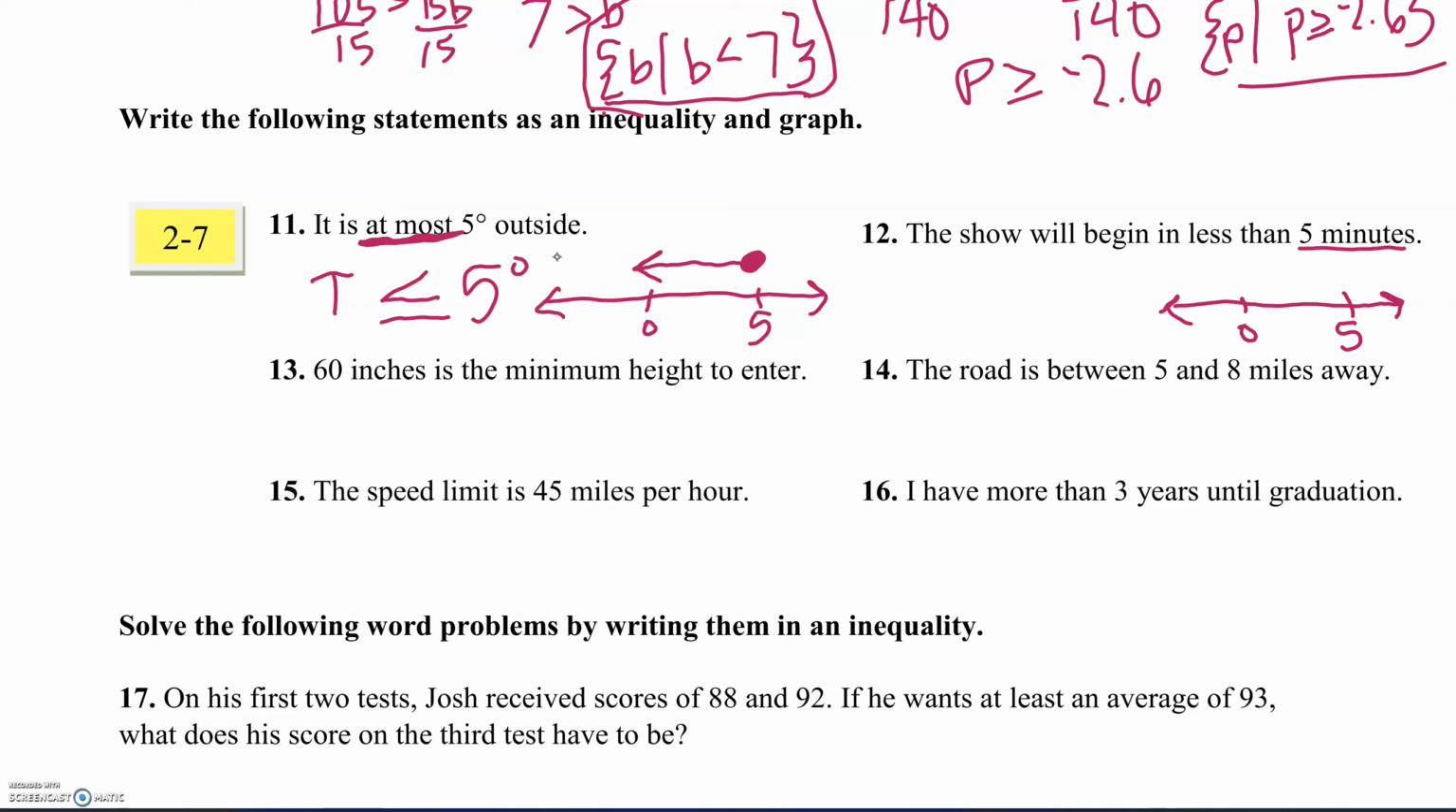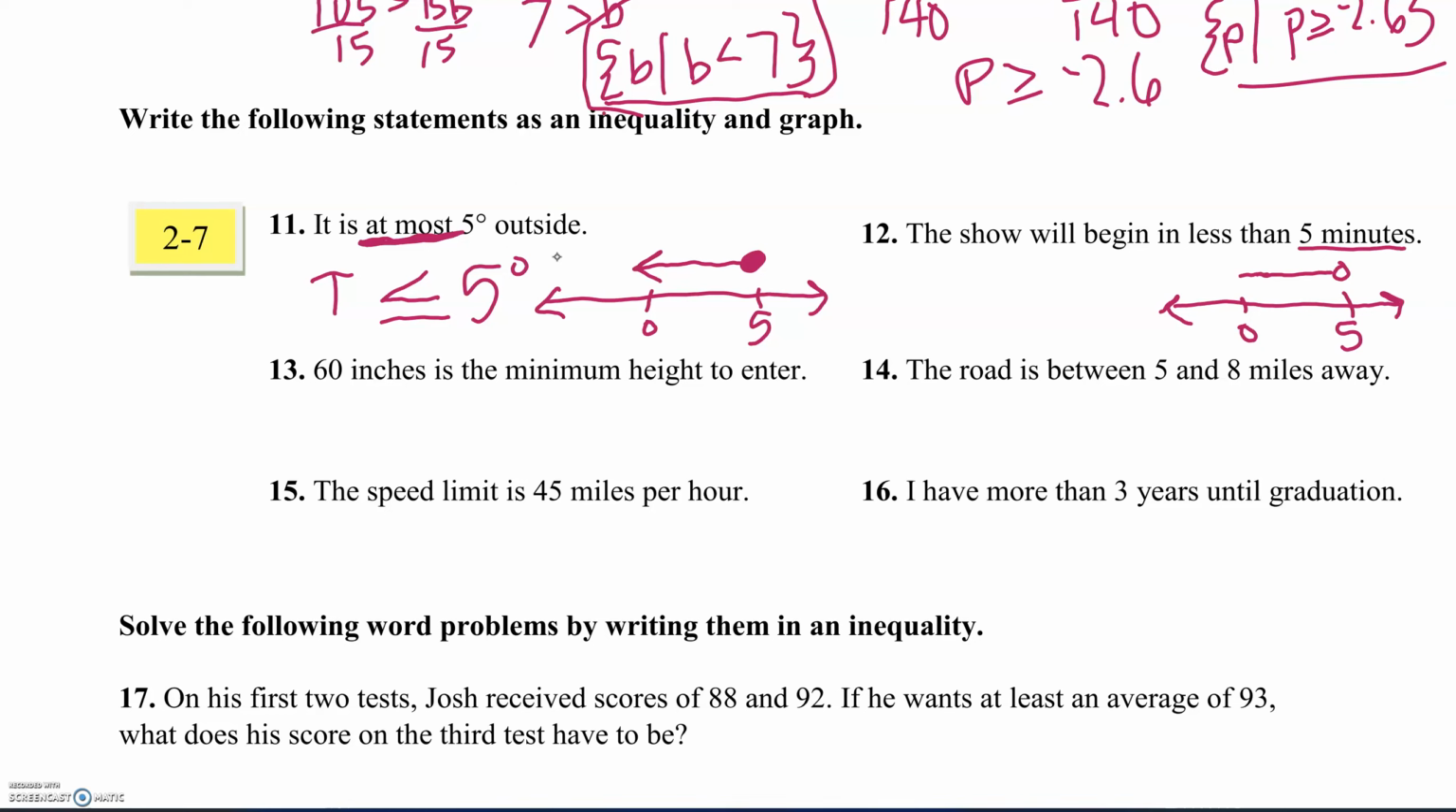So not less than or equal to, so I'm going to have an open circle here. And I'm going to point this direction. Now, I can't have it go past 0 because I can't have negative minutes. Can't do that. So I'm going to stop at 0.